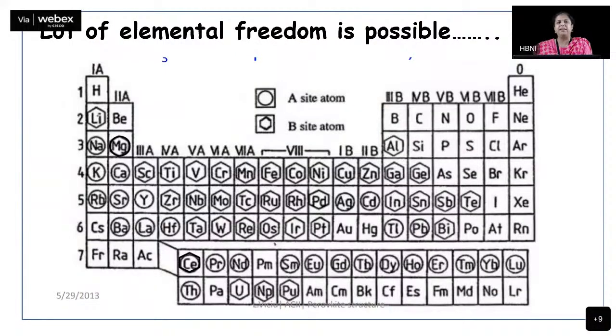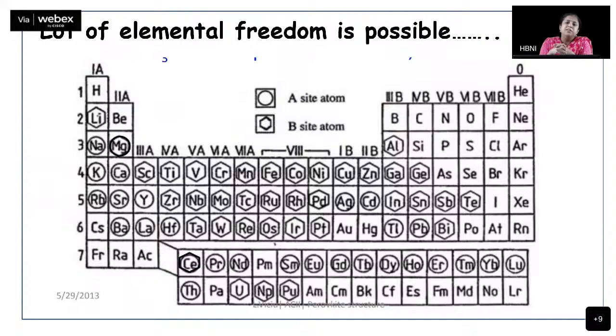Now, perovskite structure, why do we study perovskite structure? Coming from a solid state chemist's perspective, you have a lot of elemental freedom. That means you can replace any number of A ions, any number of B ions, whatever you want to place. This structure is highly flexible. Now, how is it advantageous? How does it matter to me that I can replace any number of ions at the A site or at the B site?